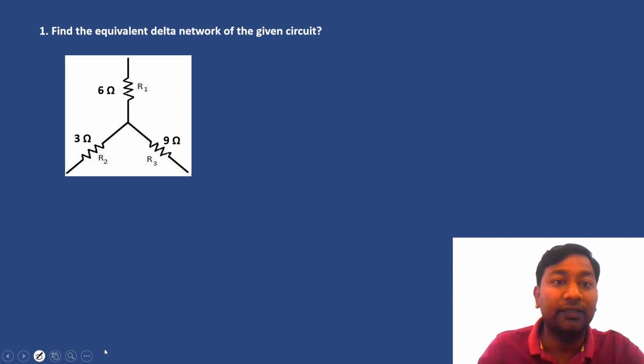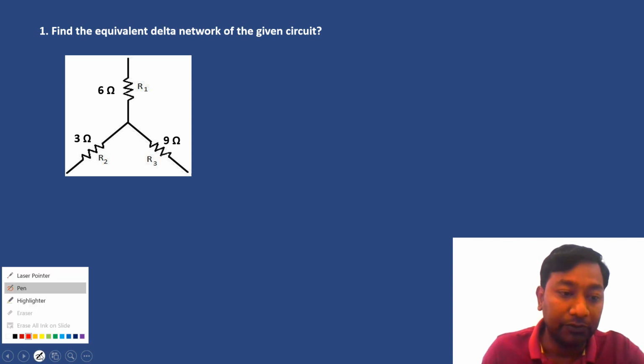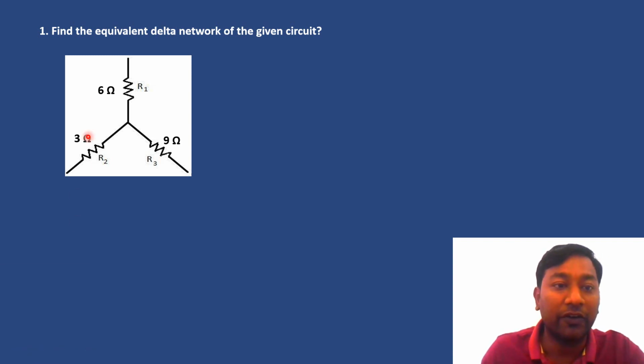Okay, the question is: find the equivalent delta network of the given circuit. So this one is a star circuit which is given, so we'll convert it into a delta network. Here the value of R1 is 6 ohm, the value of R2 is 3 ohm, and R3 is 9 ohm. So we'll try to convert it into delta.